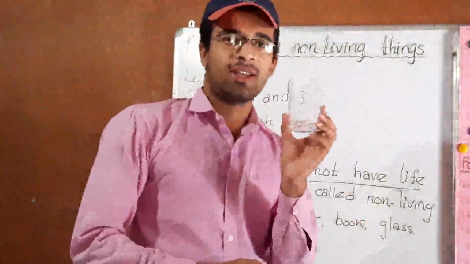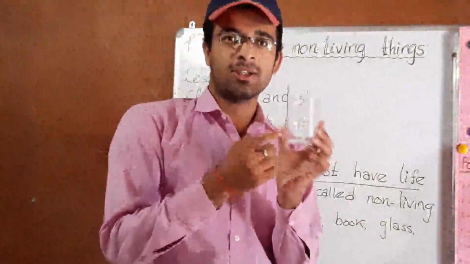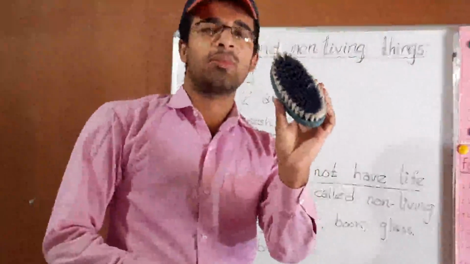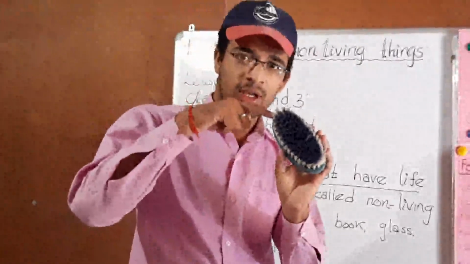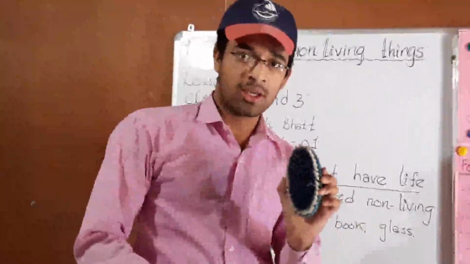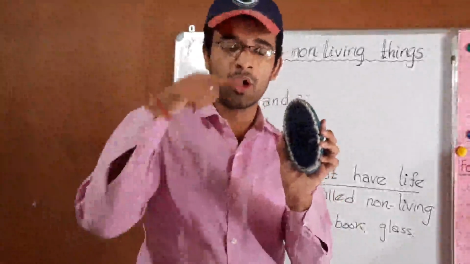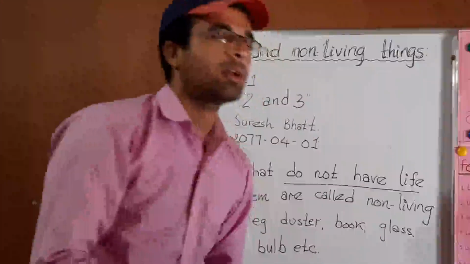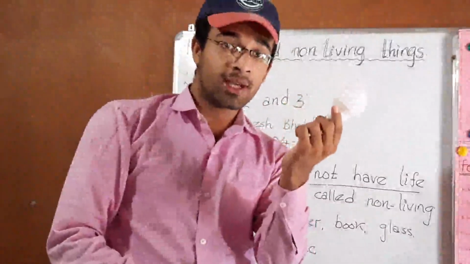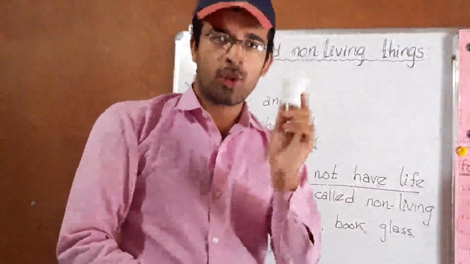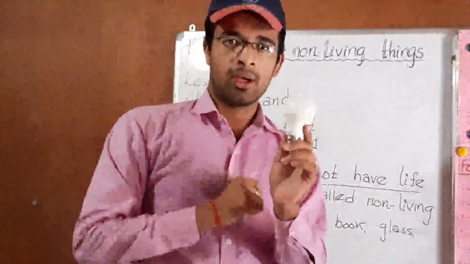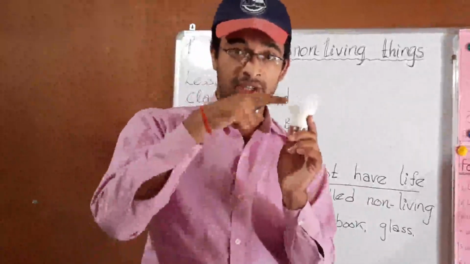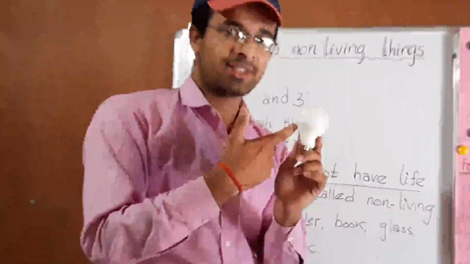This is a glass. This is a plastic glass. This is also an example of a non-living thing. What is this? This is a brush. We use this brush for washing our clothes. So this is also a non-living thing because it has no feeling. Next. Can you tell what this is? Yes, this is a bulb. We use this bulb inside our home. It has no feeling. It starts with current, electricity.